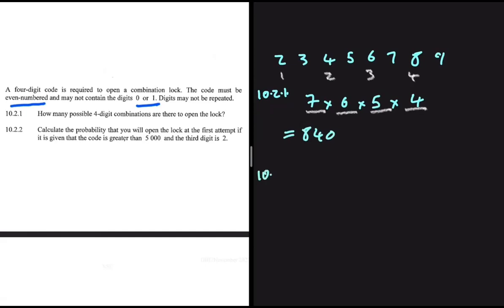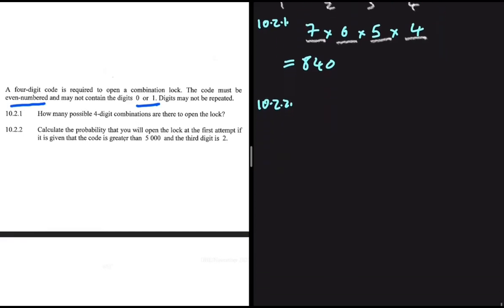Let's look at 10.2.2. Calculate the probability that you will open the lock at the first attempt if it is given that the code is greater than 5,000 and the third digit is 2. Let's make sense of that. If the code is greater than 5,000, then on the first position, we need 5, 6, 7, 8, or 9. We need 1 between those 5 numbers. Only 5, 6, 7, 8, and 9 should occupy that first spot.